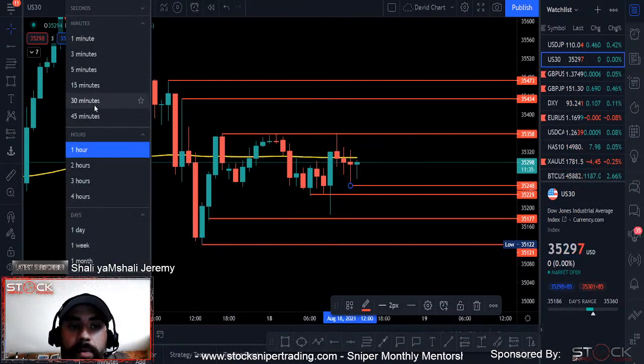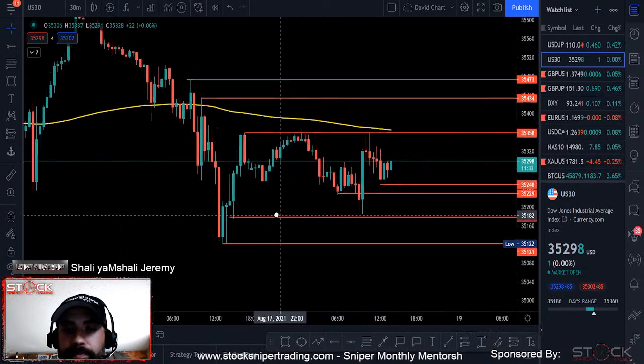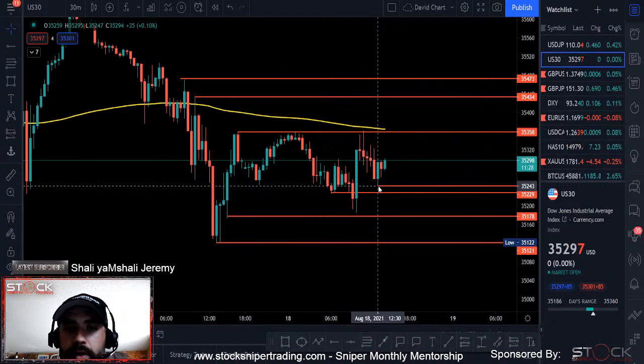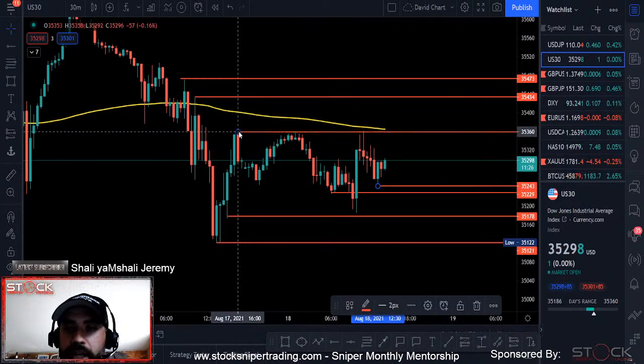So from the hourly down to the 30, okay? You can see we made a bounce here. They're starting to hold it right at that support. They're holding it here. Remember, this is a 30-minute time frame, guys. Key resistance at 35,360. Okay, guys.